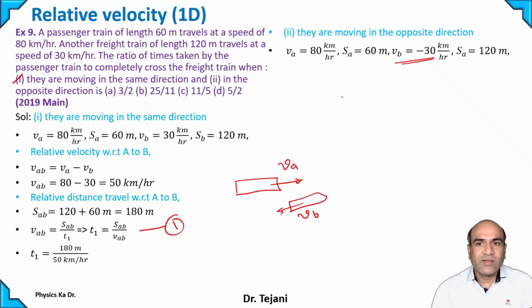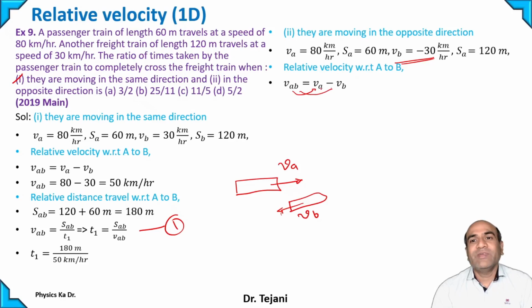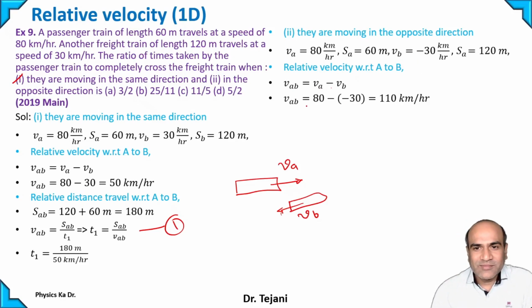So relative velocity of A with respect to B, VAB, is equal to VA minus VB; first letter should be VA, second should be VB, that we know very well. So what next? Put the values, and we get relative velocity of 110 km per hour.